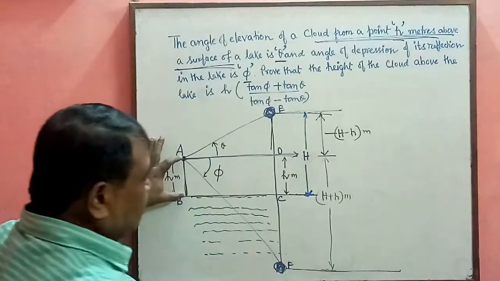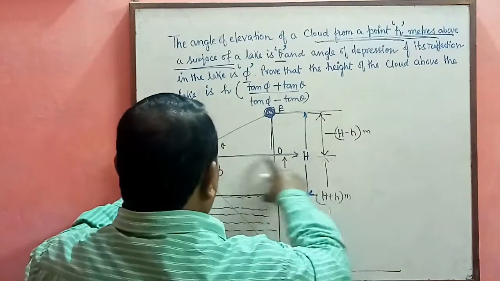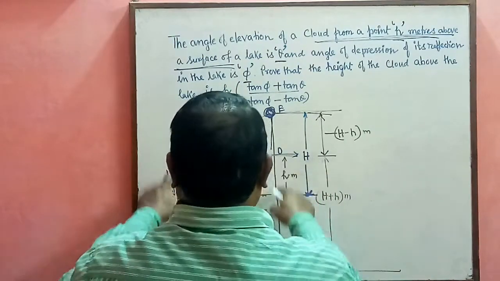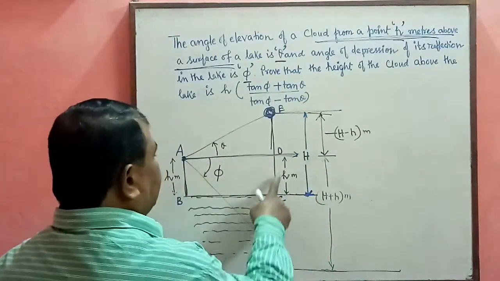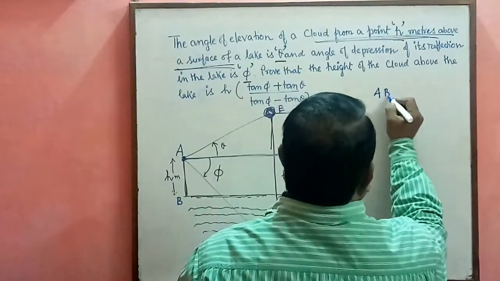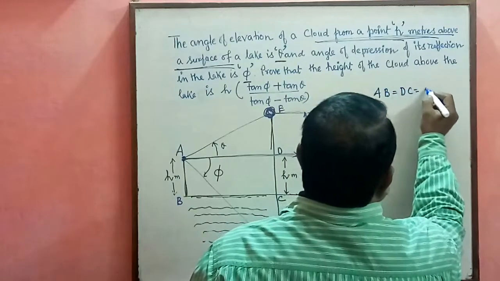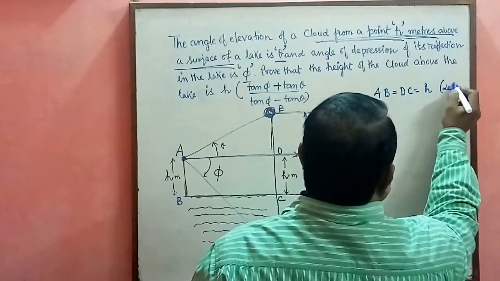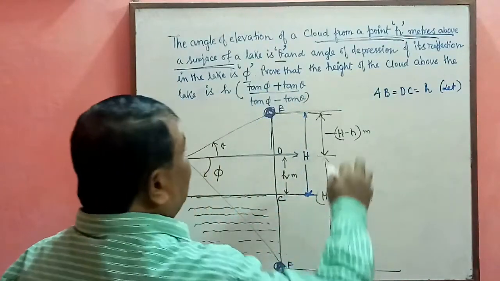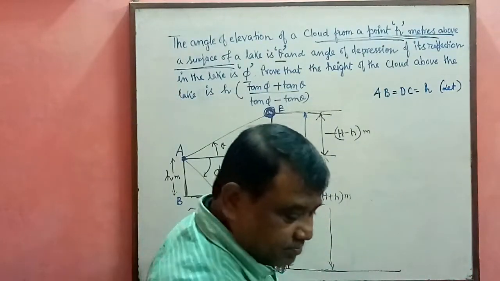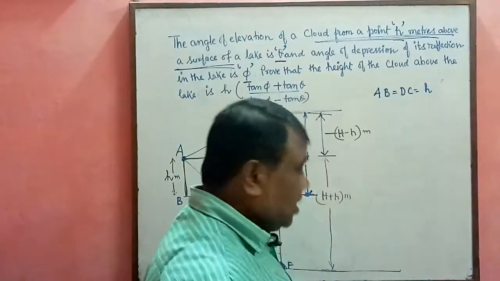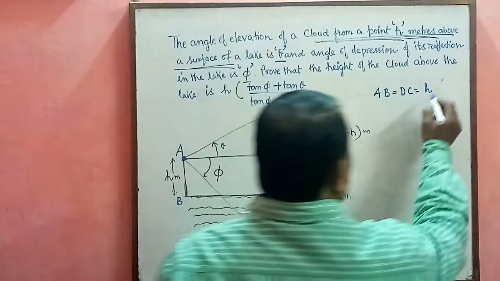Here, this is h. So AB is equal to DC, since this is a parallel line, so obviously the distance is the same. So AB is equal to DC, and DC is also h. AB is equal to DC is equal to h. You don't have to let it because it is given. h is given as 8 meters.